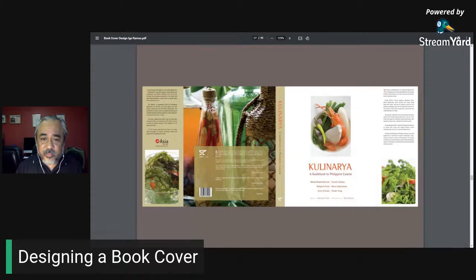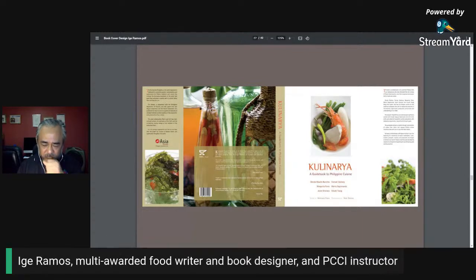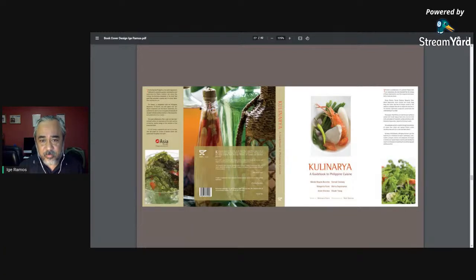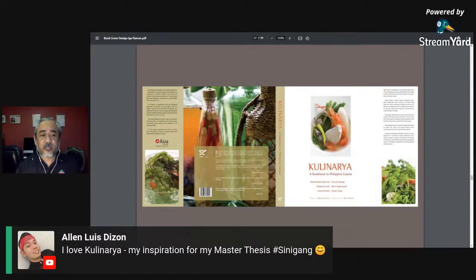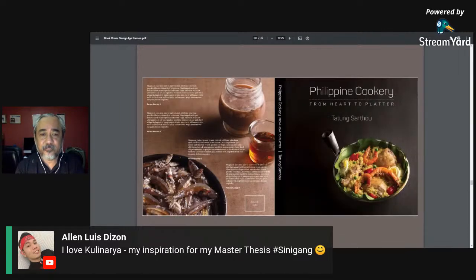This is the beginning of how food photography and food styling came about, even before the millennials are shooting now in late 2020. I think we shot this in 2003 or 2004, if I'm not mistaken. Or maybe, I don't know, because it was released in 2005, I think. So there. Okay, next.